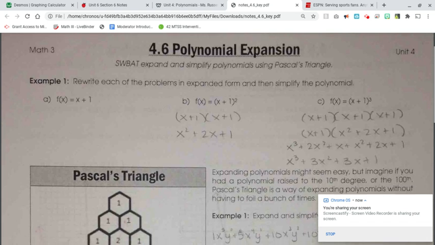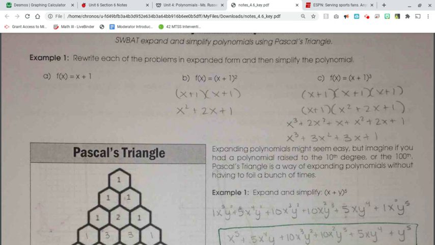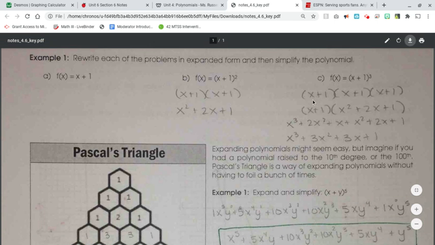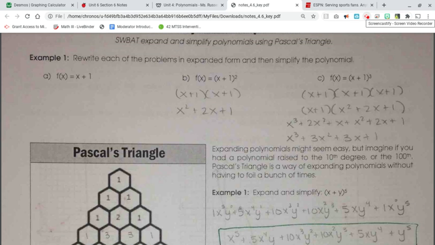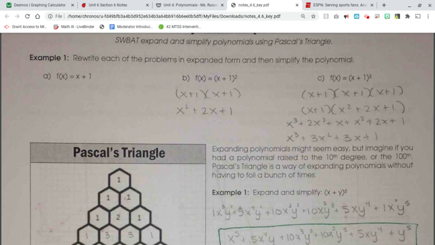This is 6.6 polynomial expansion, and our goal here is to expand and simplify the polynomial. So example 1 is to rewrite each of the problems in expanded form and then simplify it. In A, x plus 1 is basically all you can do. There's no way to expand that polynomial, so that's why there's nothing written for A. That is the answer.